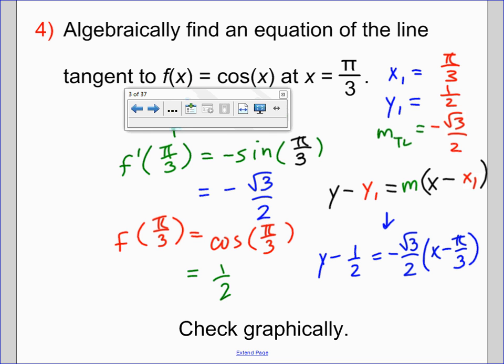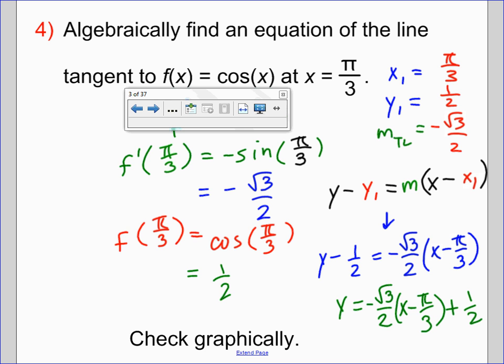And so I would just do a one-stepper and not mess around with distributing this through the parentheses and worrying about pi's and radicals. I would probably just add over the 1/2 and enter this as is, so I don't have to worry about messing up with positives or negatives or approximations or pi's. I would leave this as negative root 3 over 2 times quantity x minus pi over 3 plus 1/2. And I would check graphically.